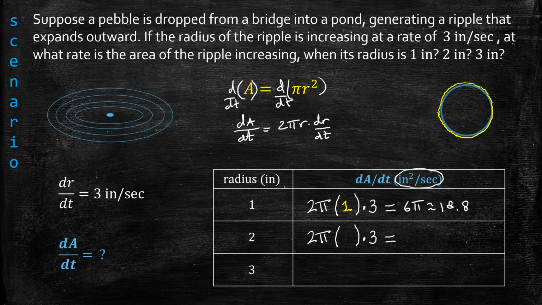And now if we put in 2 here, we would get 12 pi. So it seems like the rate of change of the area is doubling, because if you think about it, you've got a much bigger circumference to add on to a circle that has twice the radius. And here we go for the last one. If we put a 3 in there, we would get 18 pi, and that comes out to be approximately 56.5 inches squared per second. So we have completed our first related rates problem.